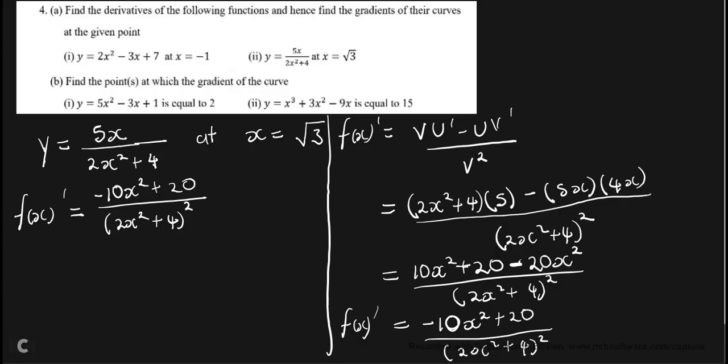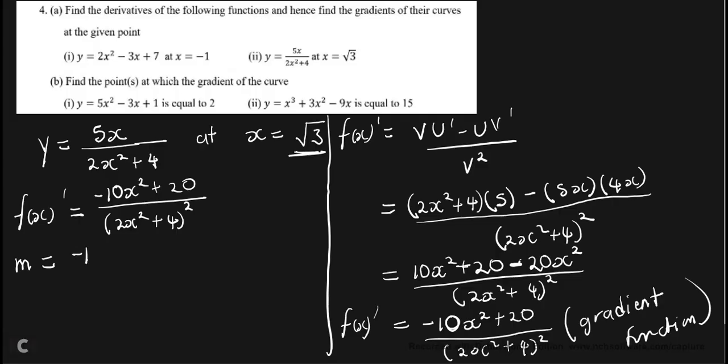After doing that, we substitute now, right? So that we can find the what? The gradient. This one, this side, it is what we call the gradient function. Now let's find the gradient. Let's substitute wherever there's x with root 3.